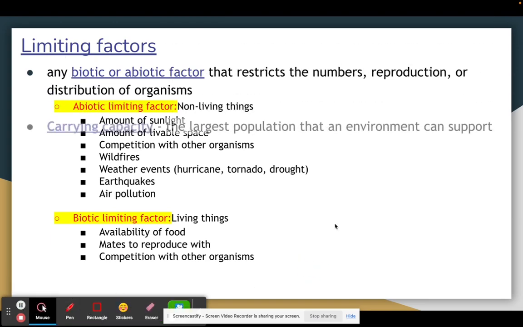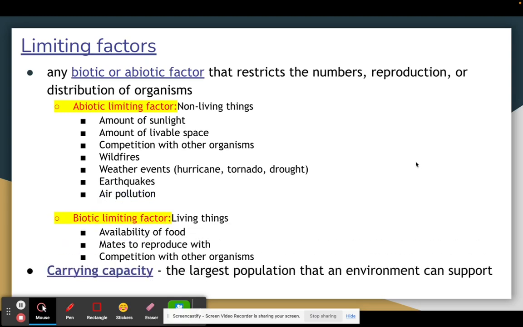So these limiting factors play a role in the carrying capacity of an ecosystem. And this is basically the largest population that an environment can support. There'll be a maximum carrying capacity that an area can support that we'll look at more analytically when we're looking at how limiting factors impact populations.